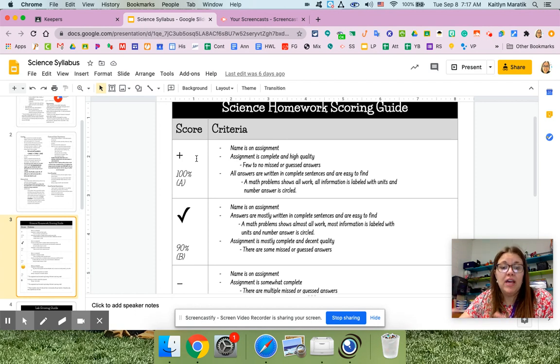Your name's on your assignment. The assignment is complete and it's high quality. Few to no missed or guessed answers. Everything is written in complete sentences. Math problem shows work. Information is labeled with units and number. Answers are circled. So this might be like you've got 1 to 2 wrong in general, and you could still get all the points because you really did try.